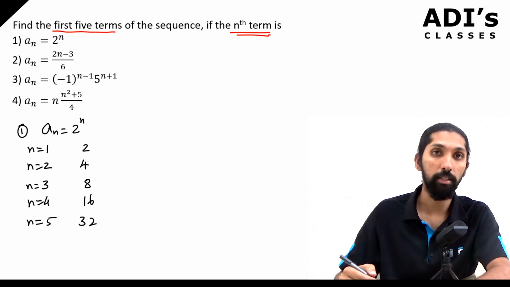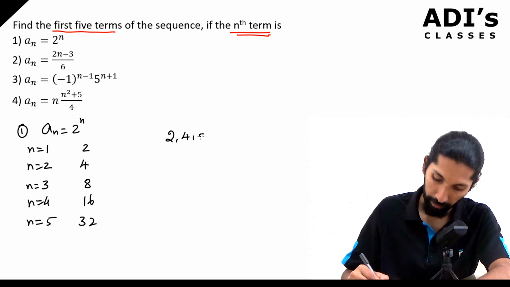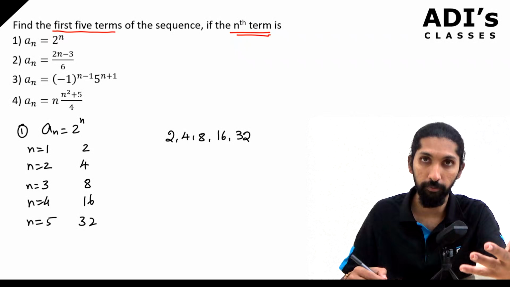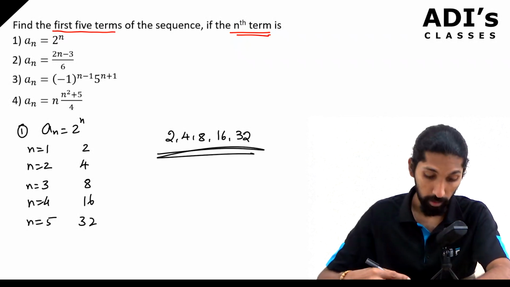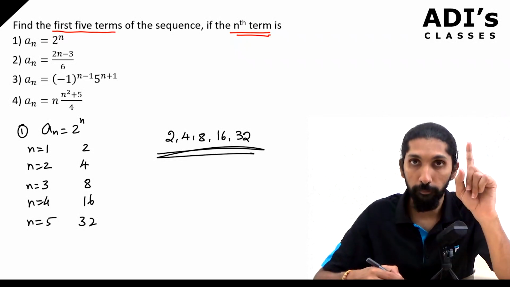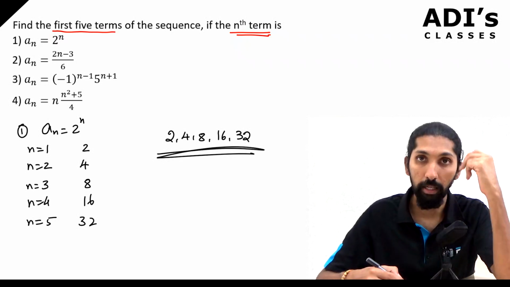So what is my sequence? The sequence is going to be 2, 4, 8, 16, 32. That's all, the first 5 terms of the sequence. These are the first 5 terms. That is the answer to the first question in this problem. Let's do the second one now.